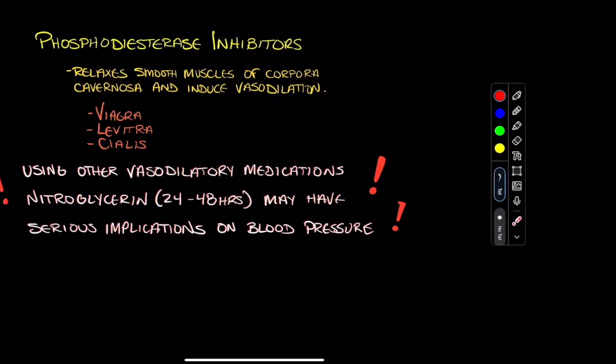And the last little group I have on here is phosphodiesterase inhibitors. We've talked about this quite a bit with the cardiac system, but these are used to relax smooth muscles in the corpora cavernosa, which induces vasodilation. The corpora cavernosa is in the penis, so this is what causes vasodilation and erections. So phosphodiesterase inhibitors are typically given for erectile dysfunction. The big names are Viagra, Levitra, Cialis. I'm sure everyone's seen one of these commercials on TV.